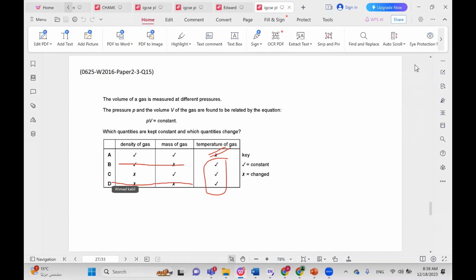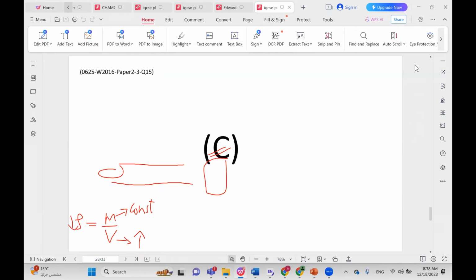What about density? Should density change? Yes, density should change. Why? Because the volume is changing. So if the mass is the same and the volume is changing, that means that the density must change as well because rho equals mass over volume. So if the mass is always constant, and the volume increases, for example, then the density will automatically decrease. So the only thing changing here is the density. So C is the correct answer.